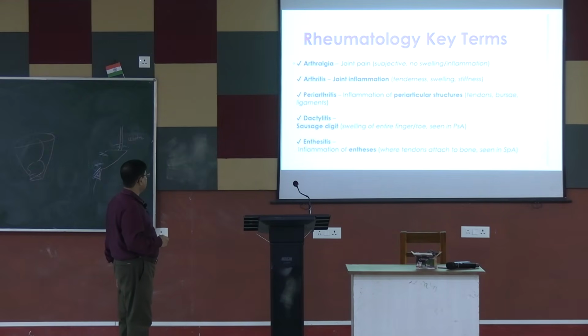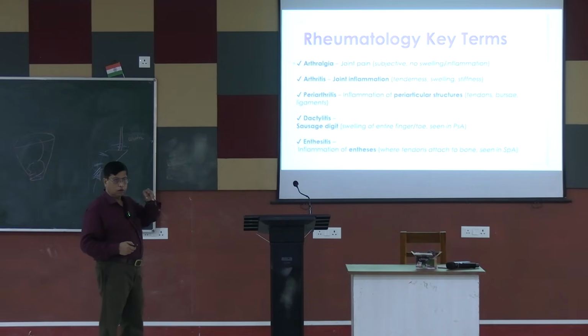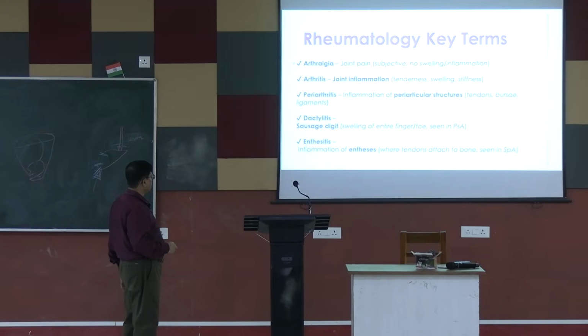Other terms are there, like periarthritis, inflammation of the periarticular structures like tendons, bones and ligaments. Another term used is dactylitis. In dactylitis, the whole finger is inflamed, so it looks like a sausage. It is a sausage-type finger, and it is called dactylitis. It is a feature of psoriatic arthritis, PsA for short.